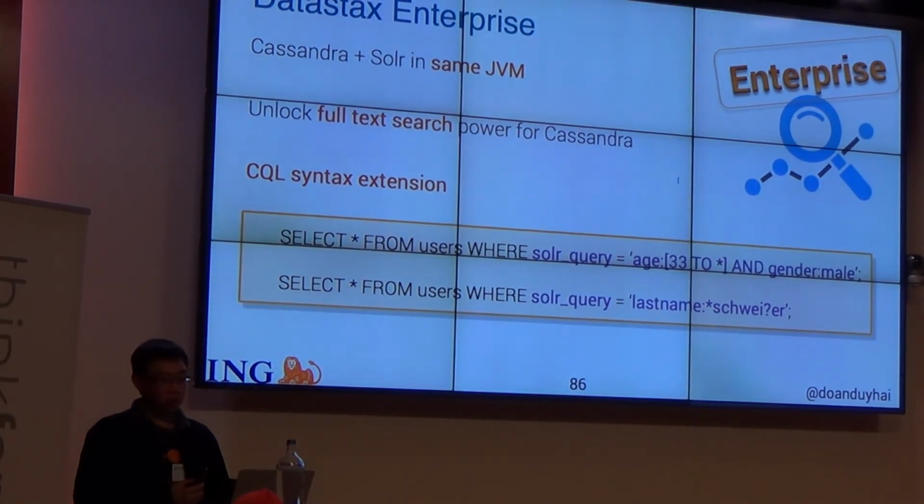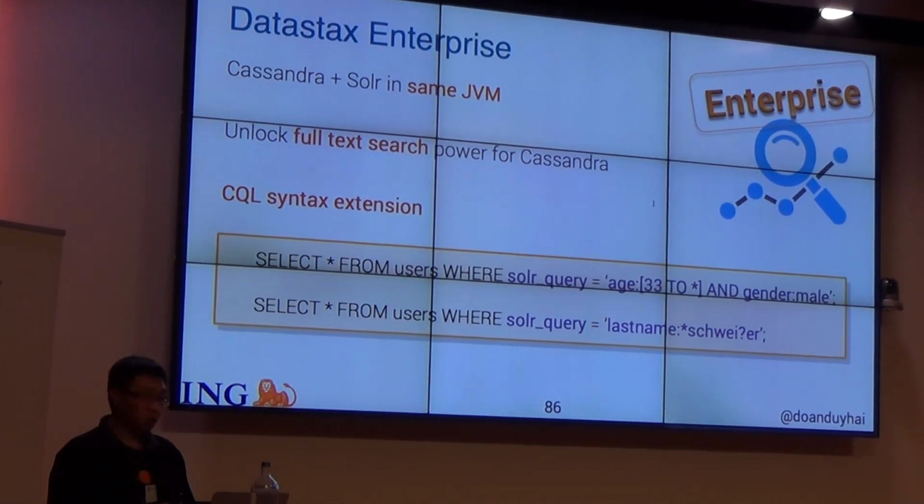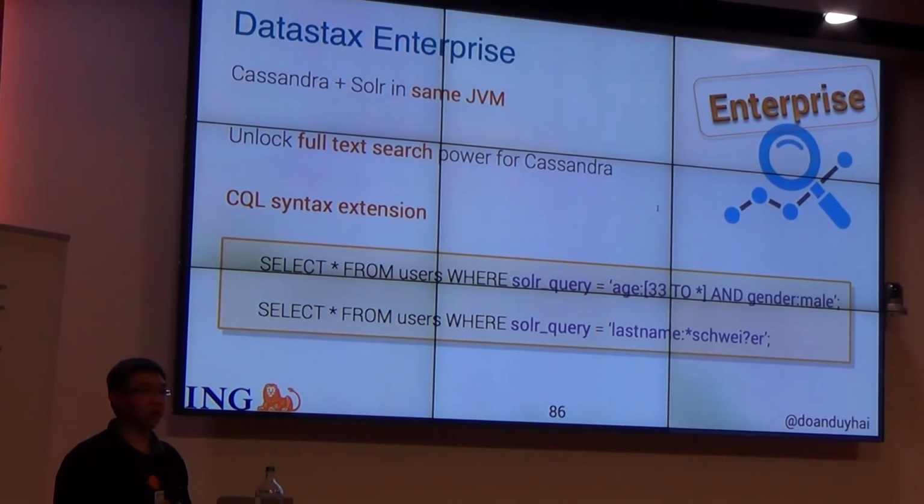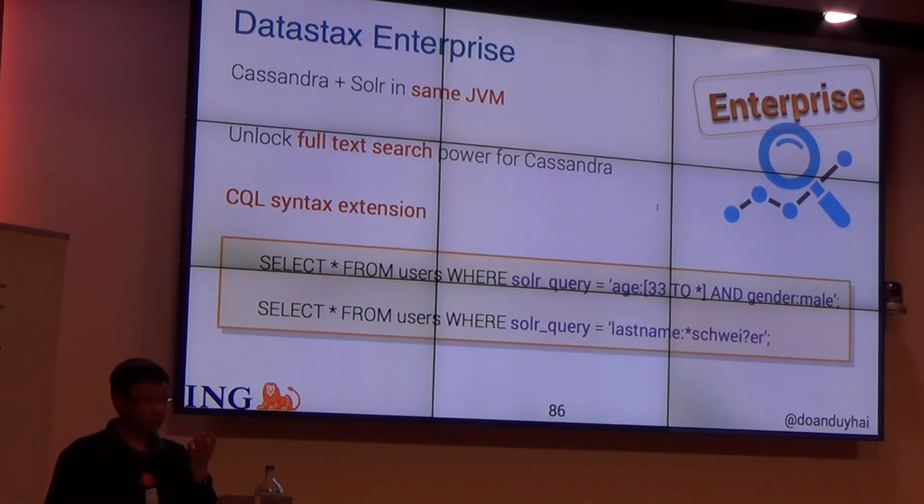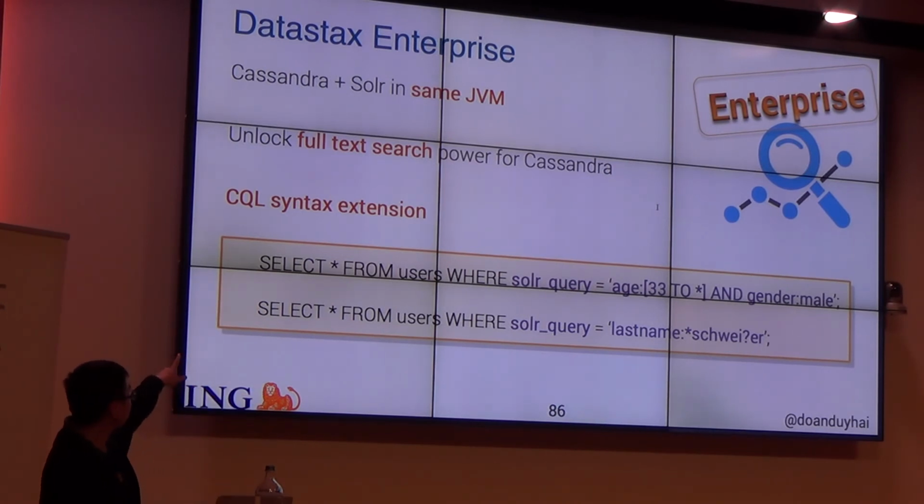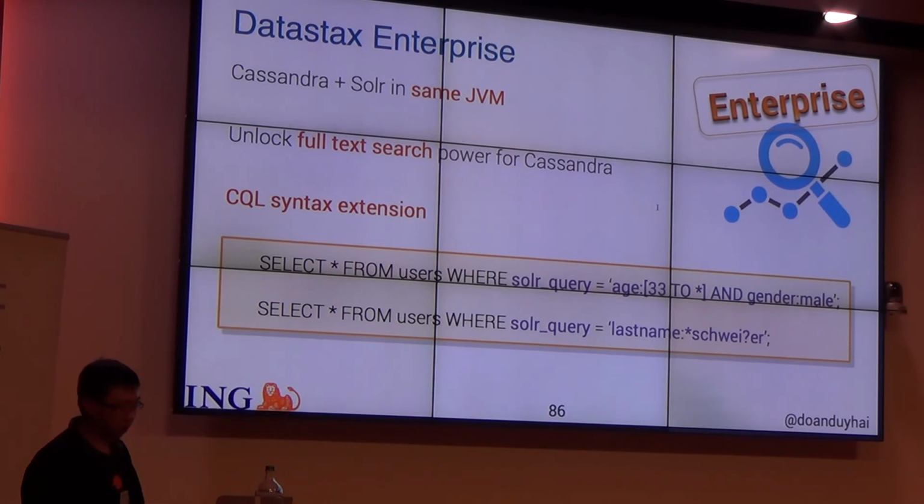We already did this with DSE Search. With open source Cassandra, it is very hard to perform full text search. It is impossible, right? And we did an integration with Apache Solr. So in the same JVM, we embed the Solr source code, so that we can extend the CQL syntax for Solr queries directly into Cassandra.